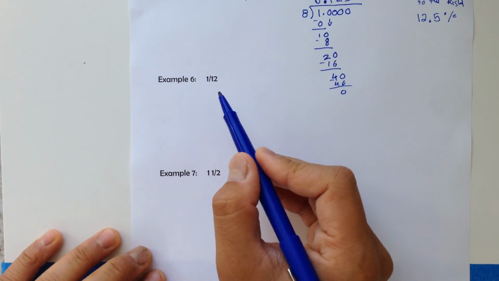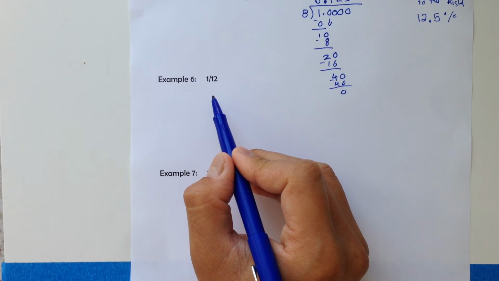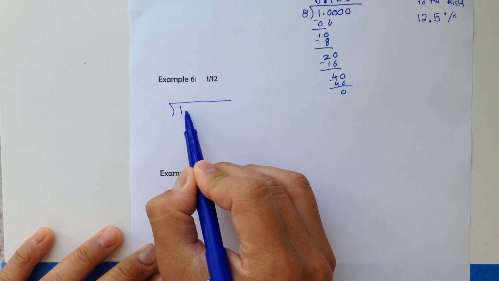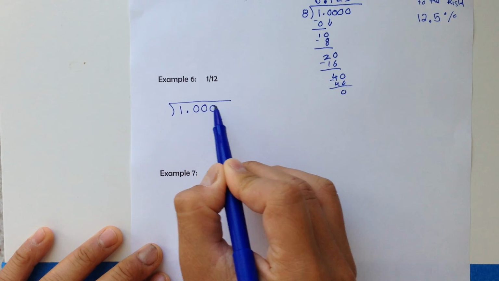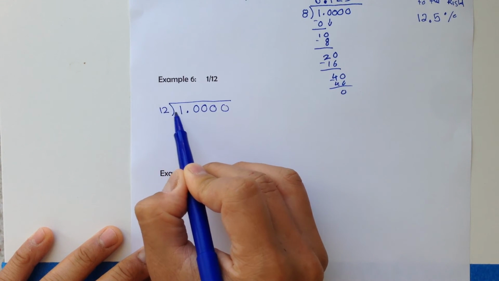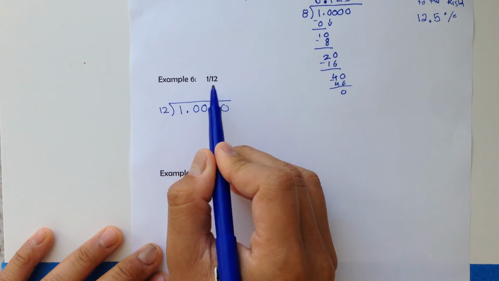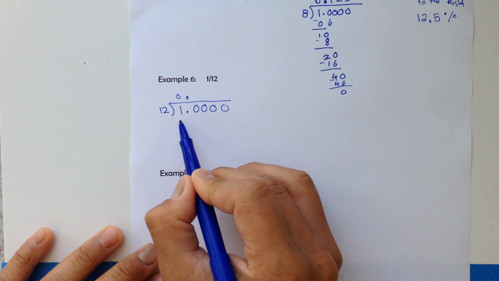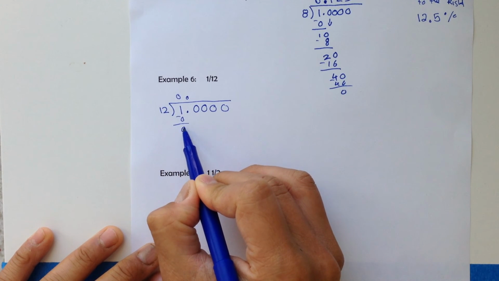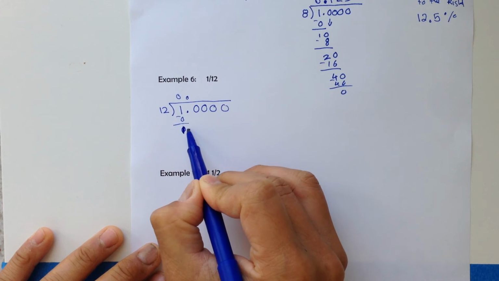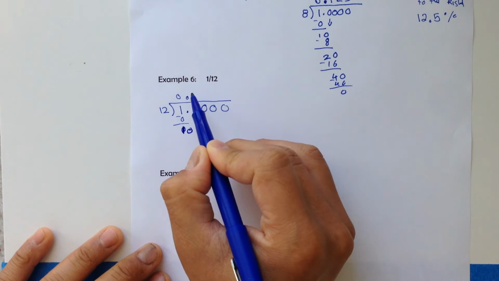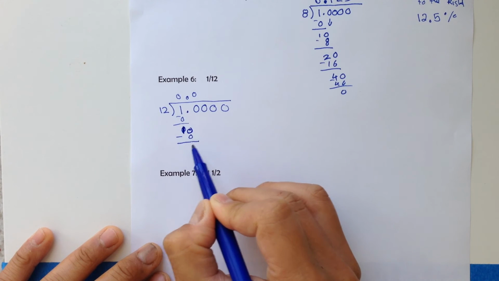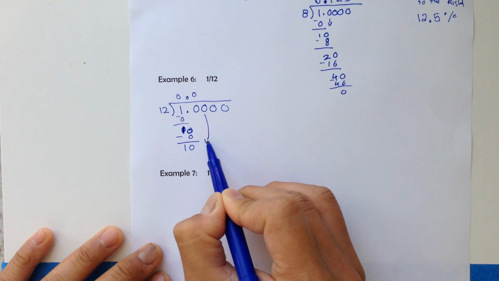1/12. So if your fraction does not have 100 as the denominator, then you have no choice but to divide. So I'm going to divide 1 by 12. Bring the decimal up. 12 goes into 1 0 times. 0 times 12 is 0. Subtract. I have a remainder of 1. Bring down the 0. 12 goes into 10 0 times. 0 times 12 is 0. Subtract. I have a remainder of 10. Bring down the next 0.